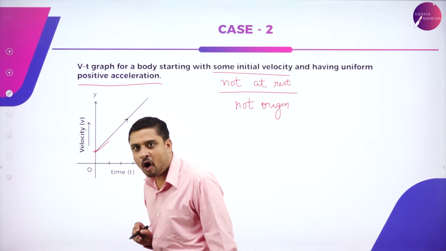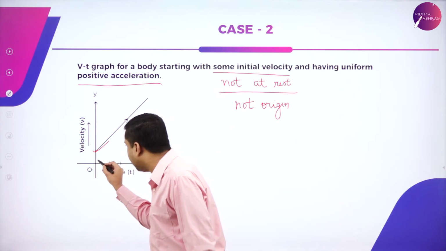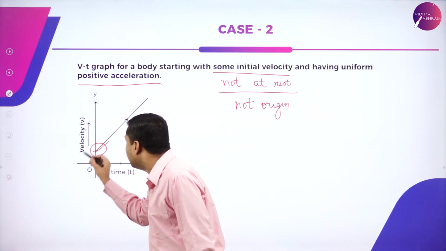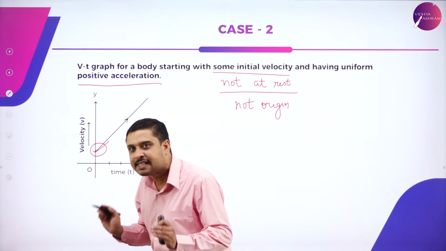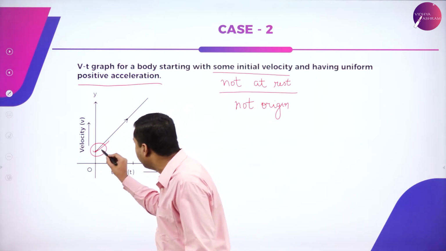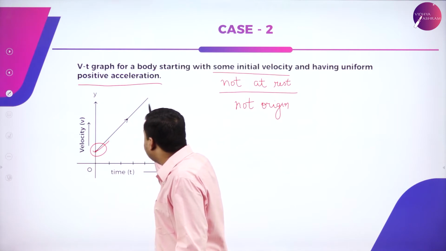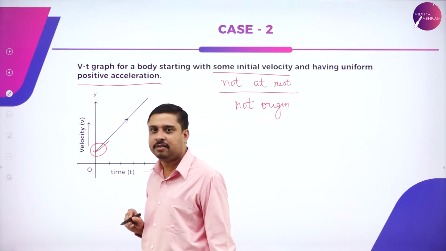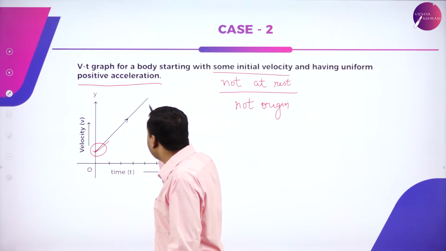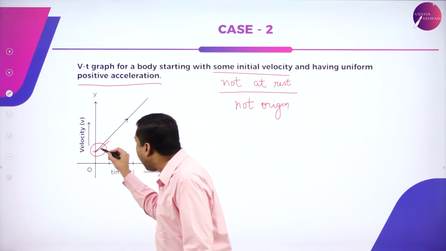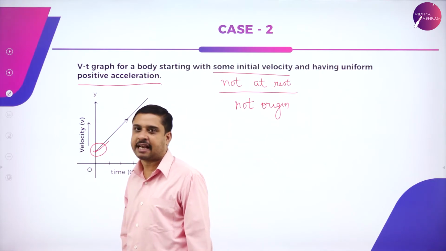It is not at the origin. It is not at rest. Means it has some initial velocity. From here, it is accelerated, uniform acceleration, and positive acceleration.